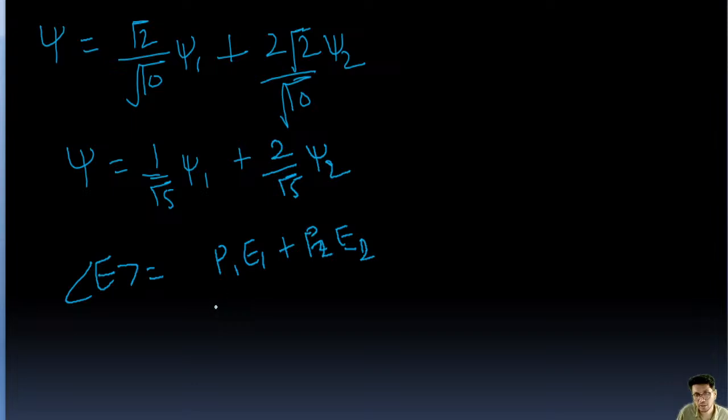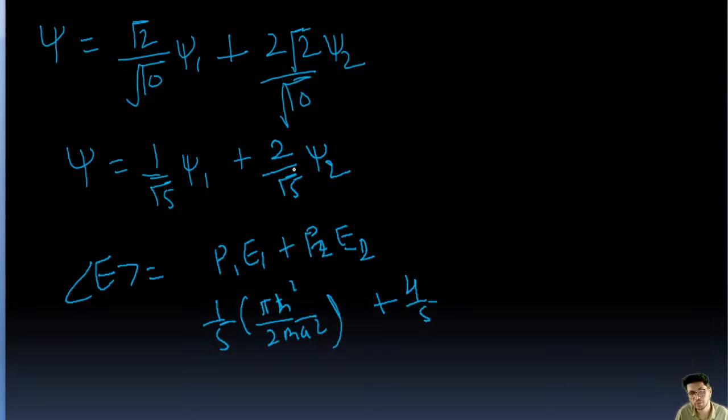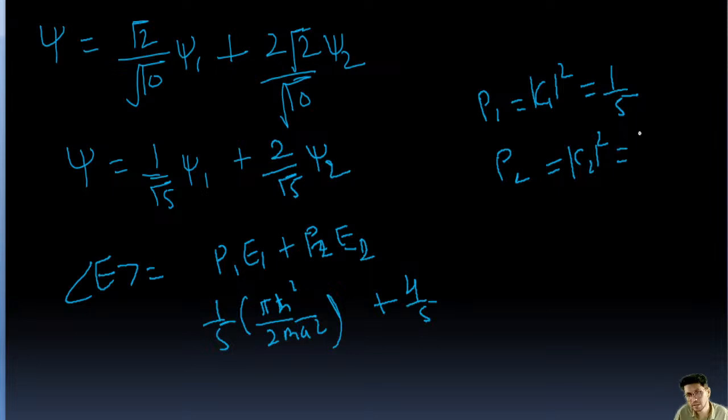So this is going to be 1 upon 5 times the energy of the first state, pi square h cut square upon 2 ma square for a particle in an infinite square well, plus 4 by 5 times E2. P1 is C1 mod square, that is 1 upon 5. P2 is C2 mod square, that is 2 upon root 5 squared, that is 4 upon 5.